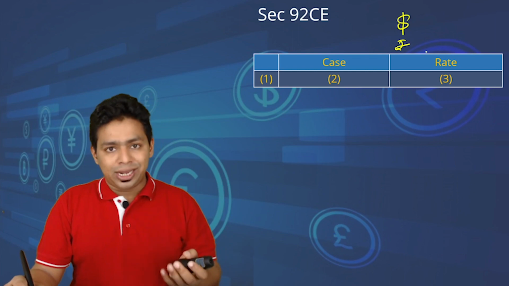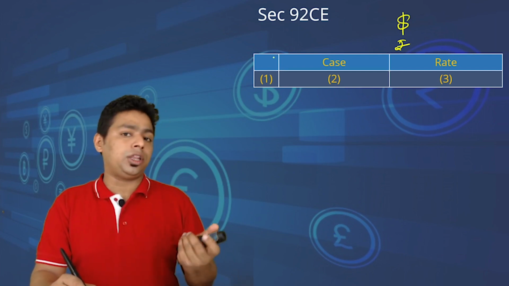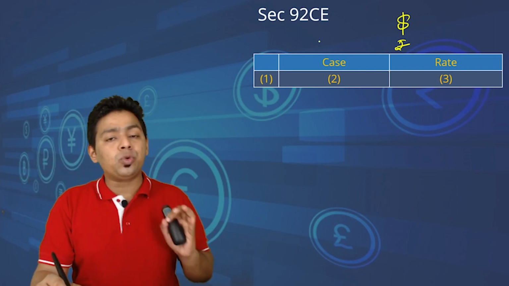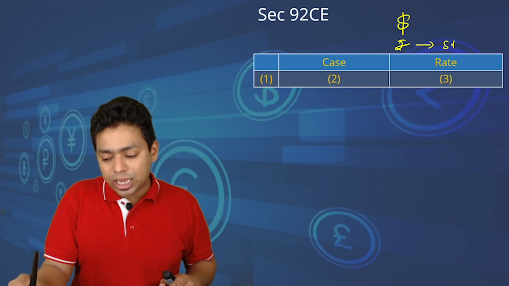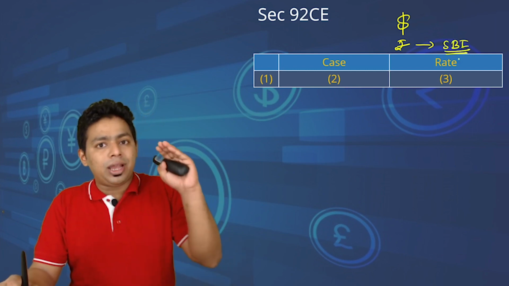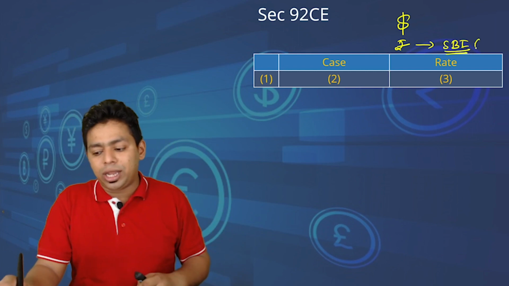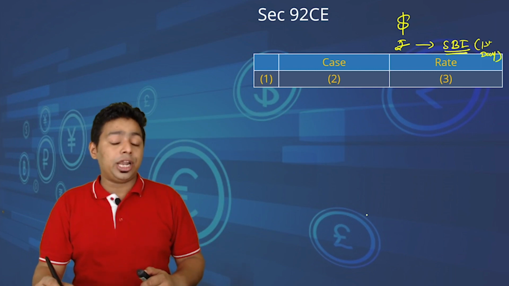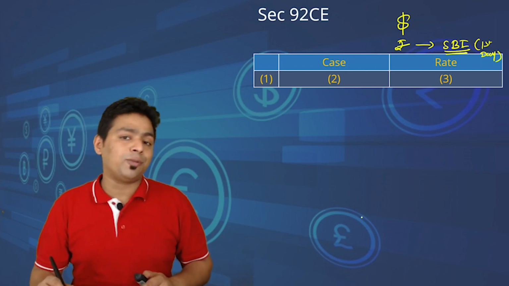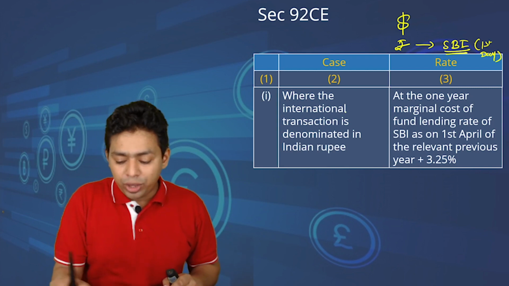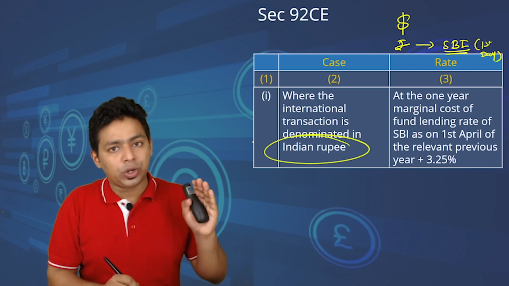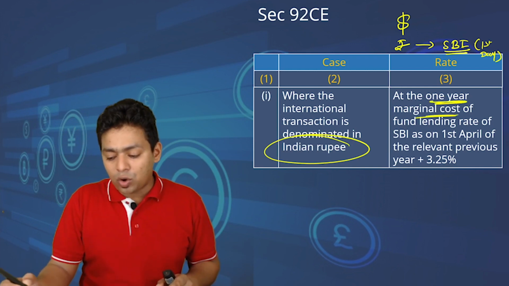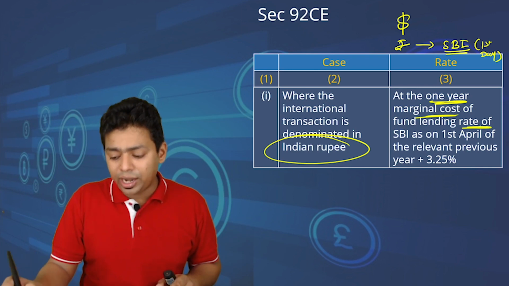And we are computing notional interest. That means there won't be any actual interest written in the law. It's not a real loan given by us, the Indian associate enterprise, to the foreign entity. Therefore, we have to take a reference of an Indian bank, and that bank is SBI. In the salary chapter, we have done the perquisite valuation. There also, we have taken the first day rate of interest, isn't it? The rate of interest prevailing on the first day of the previous year, the same we are going to take here, where the international transaction is executed in Indian rupees, at the 1-year marginal cost of funds lending rate of SBI.